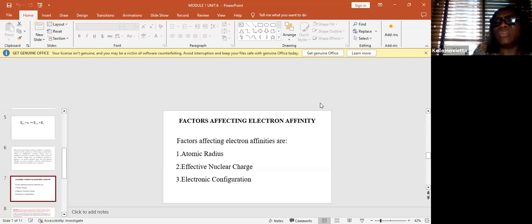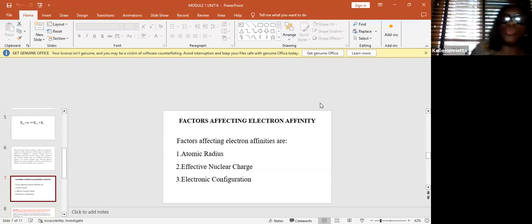So the energy of the formation of that electron entering into that outermost shell will be small. And this energy we're talking about is no other thing than the electron affinity. So the electron affinity down the group decreases.